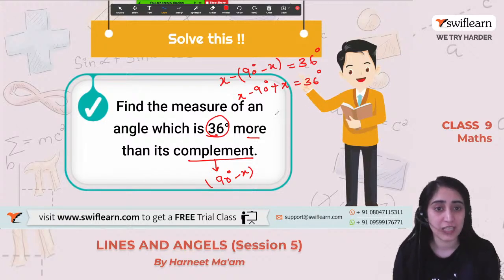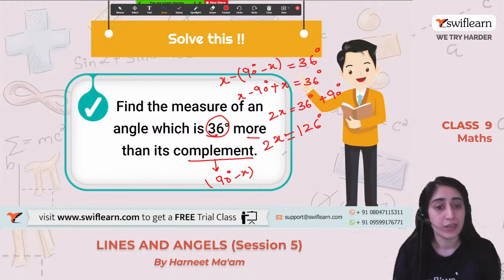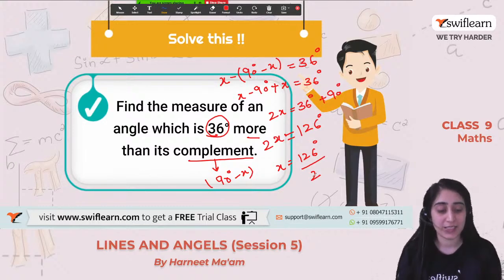So x plus x becomes 2x. And this negative 90 goes on the other side and becomes positive 90, right? So on adding this, I get 2x equals 126 degree. So on solving this, we have to do x equals 126 degree divided by 2. Clear? So what will be the answer now?